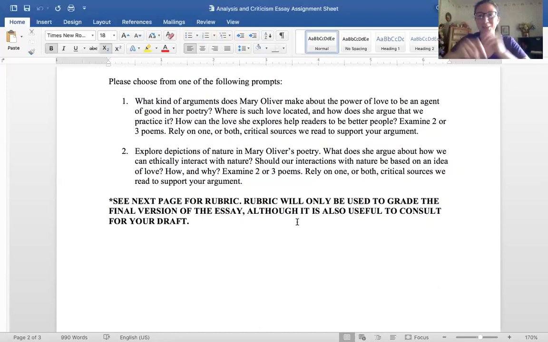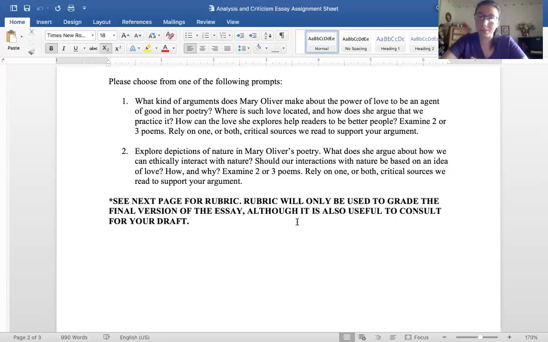Again, power of love, very cheesy, but it is something that apparently people are writing about. Where is such love located, and how does she argue that we can practice it? How can the love she explores help readers to be better people? Examine 2 or 3 poems. Rely on one or both critical sources we read to support your argument.